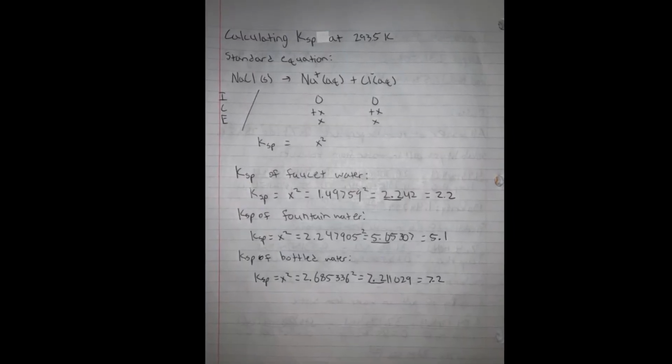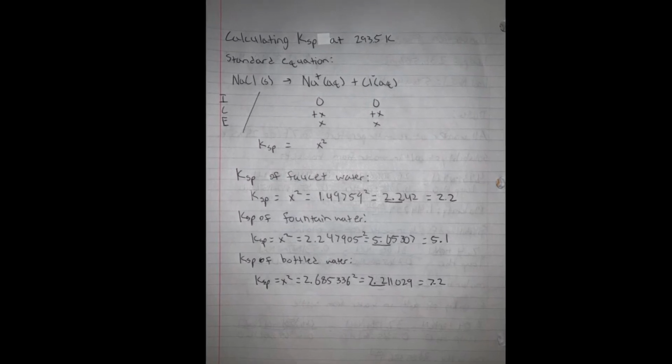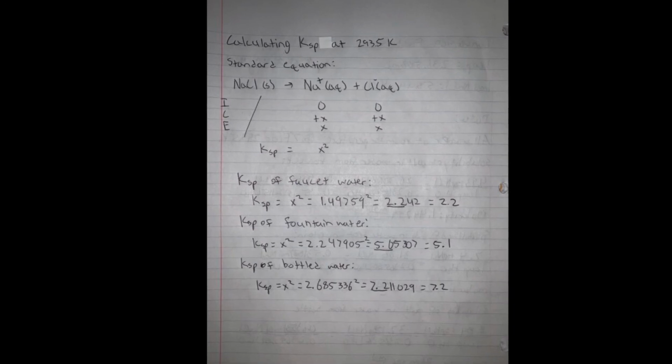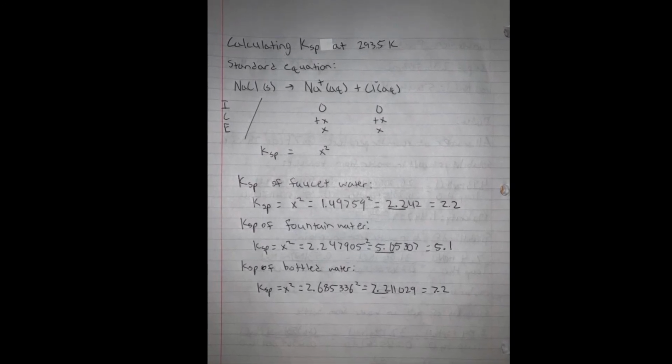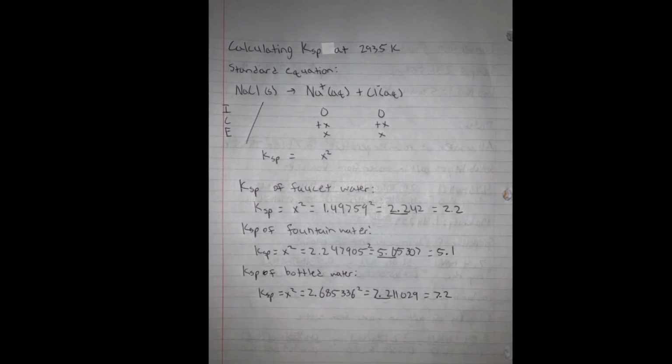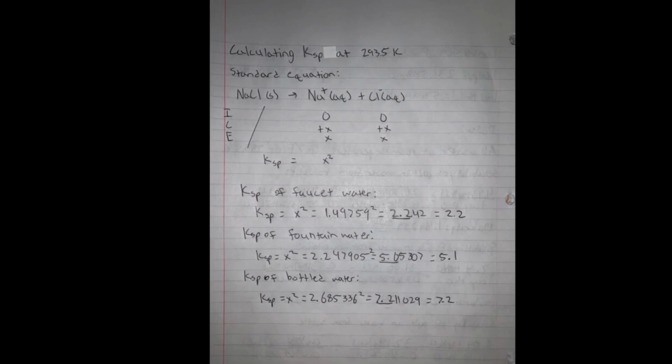Now that we have our molarities, we can calculate our solubility constants. Using an ice table, we find that the constants will be equal to our molarities squared. And doing the math, we find that our constants are 2.2 for the first cup, 5.1 for the second, and 7.2 for the third with our significant figures.